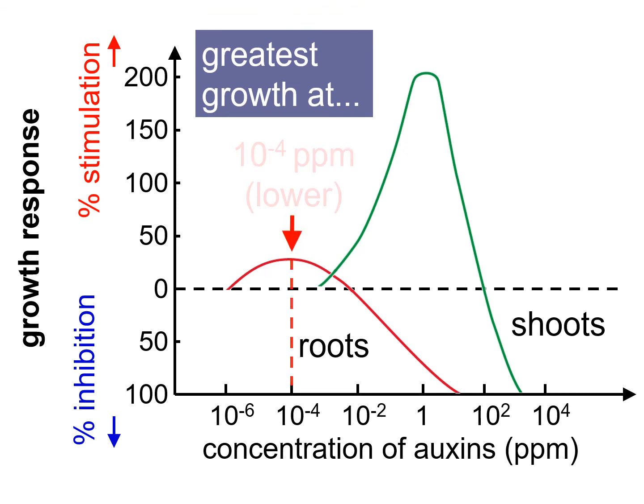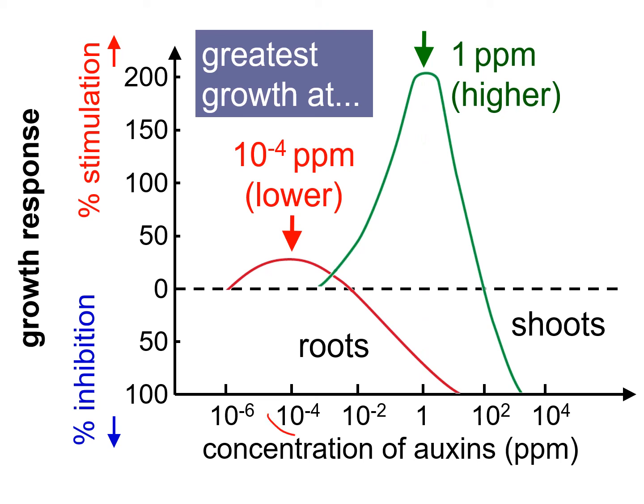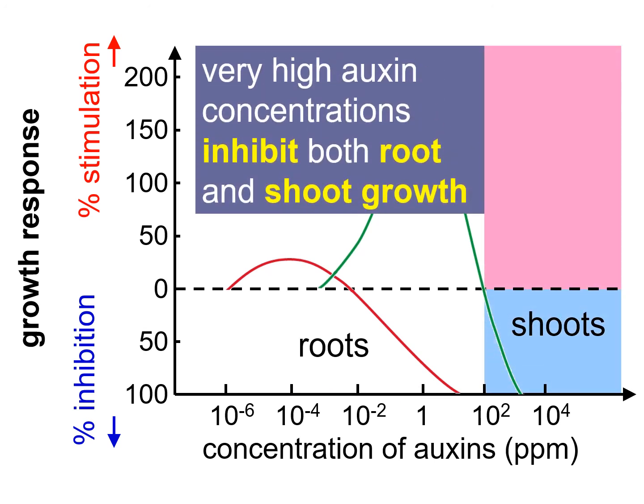If we look at the graph very carefully, the greatest growth of the root occurs at a concentration of 10 to the power negative 4 ppm, while the greatest growth of shoot occurs in 1 ppm. However, a very high concentration of auxin is going to inhibit both the growth of shoot and root.